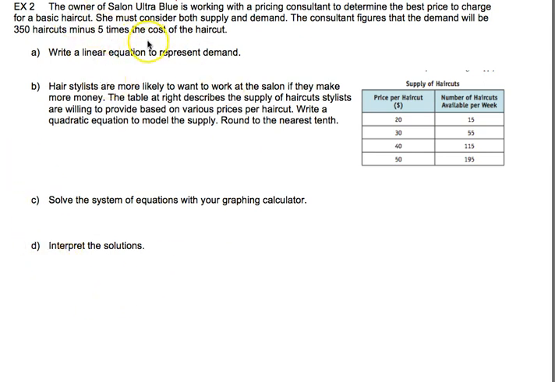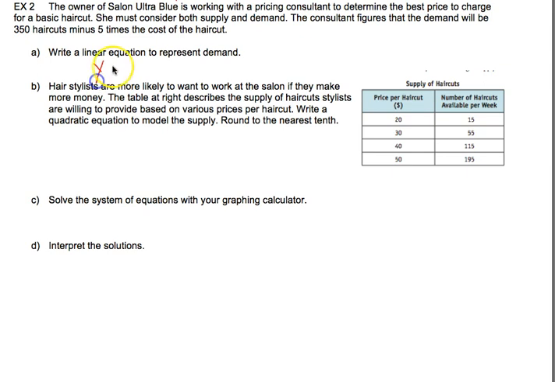The owner of Salon Ultra Blue is working with a pricing consultant to determine the best price to charge for a basic haircut. She must consider both supply and demand. The consultant figures that demand will be 350 haircuts minus 5 times the cost of the haircut. So, write a linear equation to represent demand.